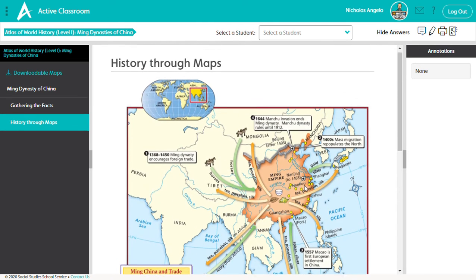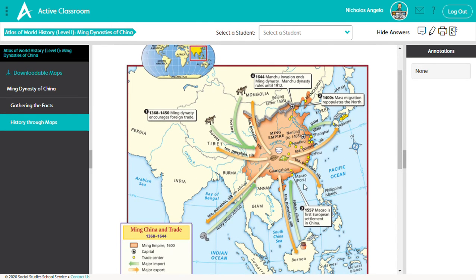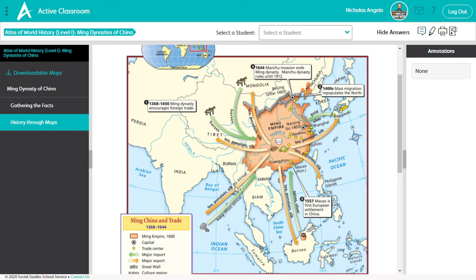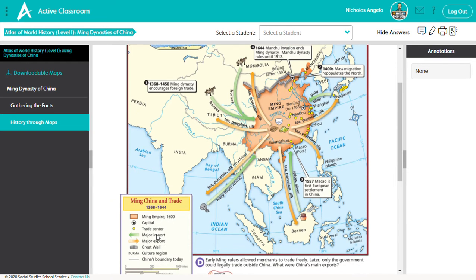If you look at the map section, you'll see it is a map of Ming China, and it's talking about trade between the years 1368 and 1644. Okay? Orange on the map is everything that was part of the Ming Empire. Star is trade capital. I'm sorry, anything in yellow is a trade center. Many people got these questions wrong. So a trade center means a city that was important for trading things.